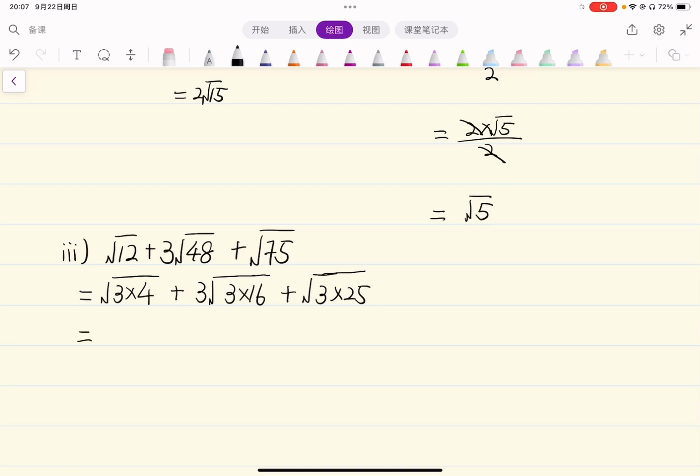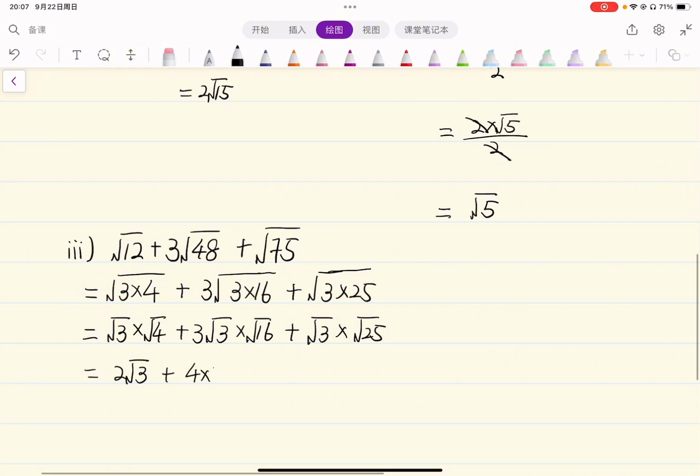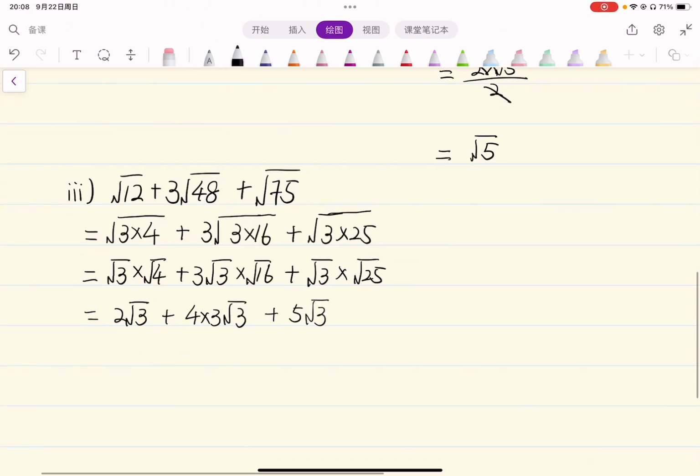And then we get square root of 3 times square root of 4 plus 3 times square root of 3 times square root of 16 plus square root of 3 times square root of 25. Simplifying that, we get 2 square root of 3 plus 4 times 3 square root of 3 plus 5 square root of 3. 4 times 3, we get 12. Thus we have 19 square root of 3. That is the answer.